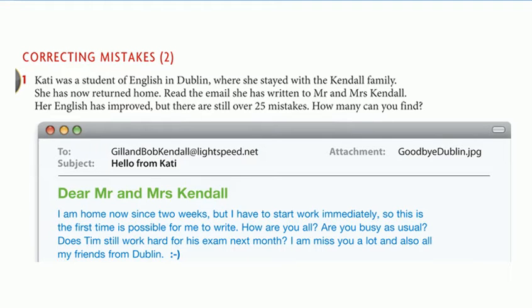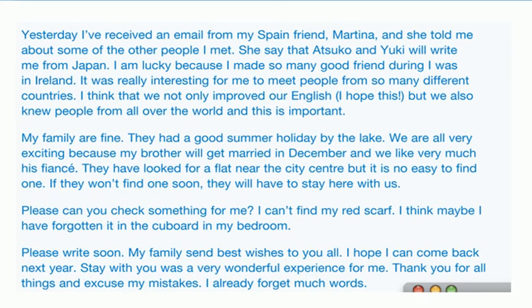Come to the next slide. Yesterday, I have received an email from my Spain friend, Martina, and she told me about some of other people I met. So in the given text, there are so many mistakes that we need to correct grammatically. I'm going to show you the next slide with no mistakes of grammar. Let's move to the next slide.